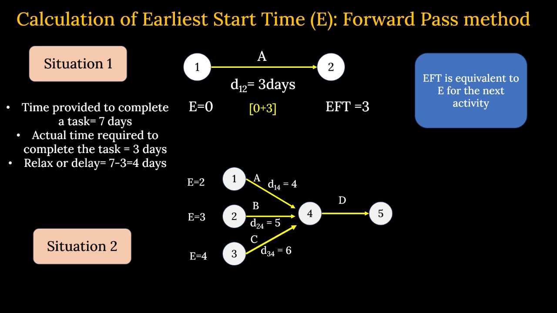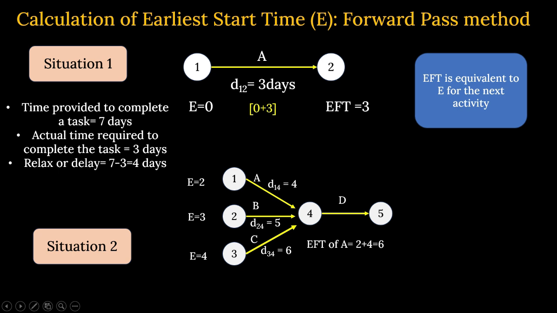Now you have to find out when D can start. To calculate by the forward pass method, we have to calculate the earliest finish time of A at this node point. So to calculate the earliest finish time, what is the formula?